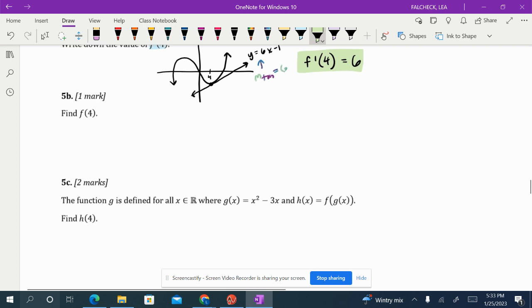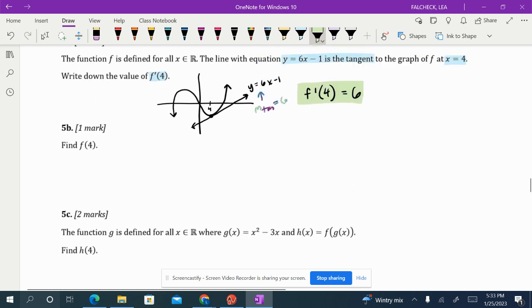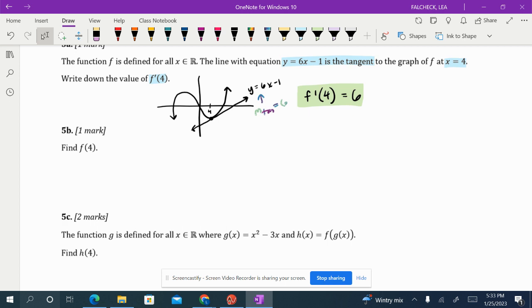Okay, B, find f of 4. We know that f of 4 and the tangent line have a common point. So y equals 6x minus 1 and f of 4, let's say this is f, share that common point. We don't know f of x, but we do know the equation for the tangent line, and they share this common point at x equals 4.